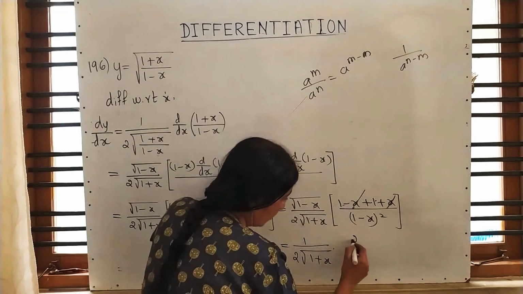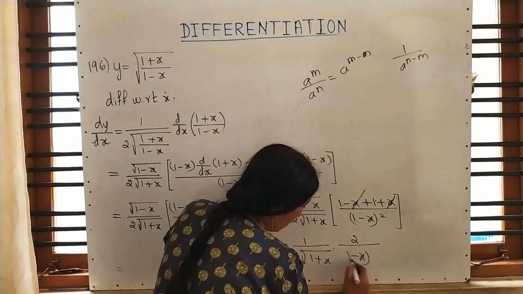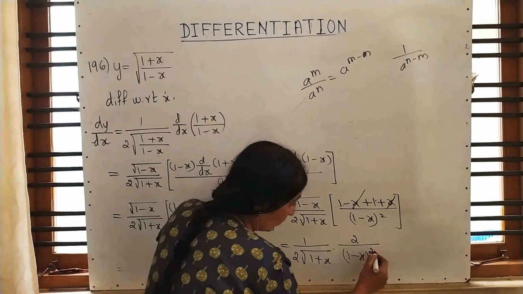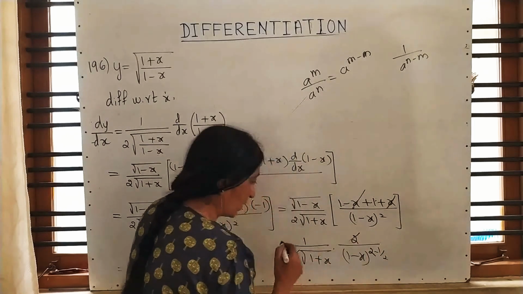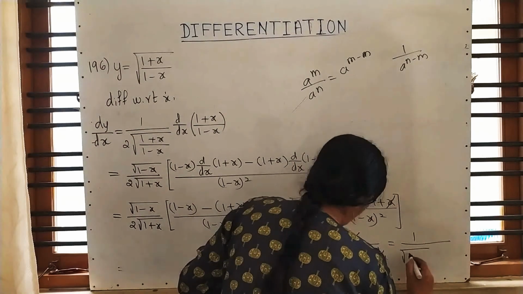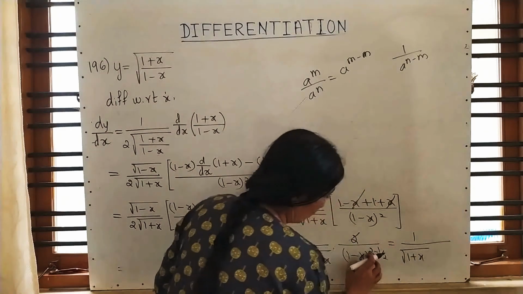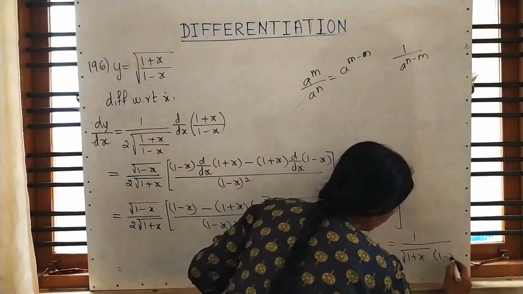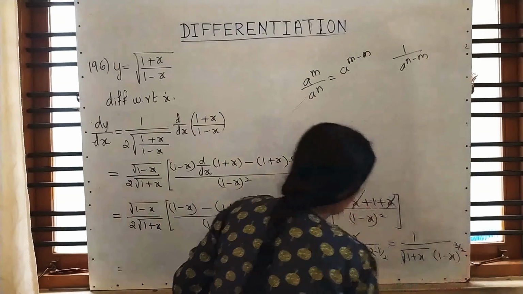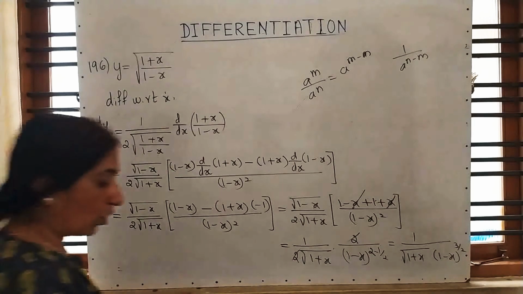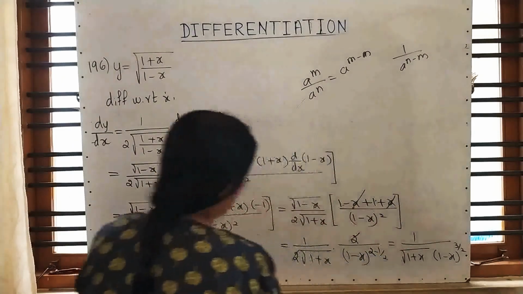1 plus 1 is 2, and it is 1 minus x. This power is 2 and this power is half. It comes down. 2 and 2 get cancelled. 1 upon root of 1 plus x. That, what is 2 minus 1 by 2? Is it 3 by 2 or what? Yes, this is 3 by 2. Is it simple or what? Yes. The problems are very simple if you know the concepts. Moving to the next question.